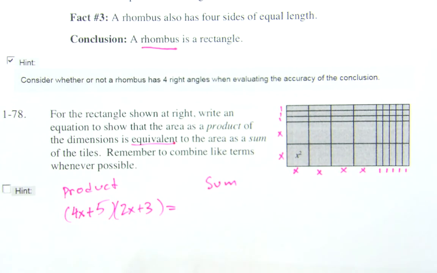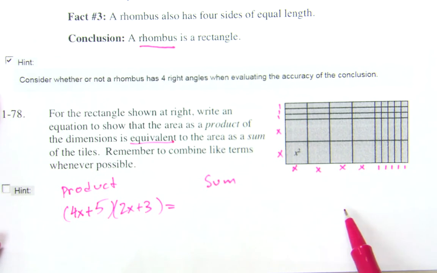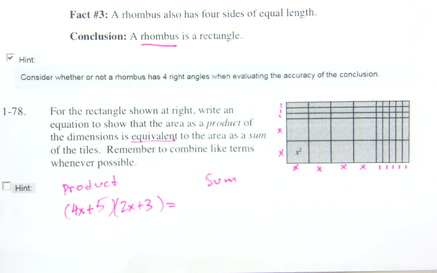So how many tiles do you have and what are they? So you need to write that in here. How many tiles do you have and what are the tiles? That goes in the sum area. And I'll let you finish that out yourself.